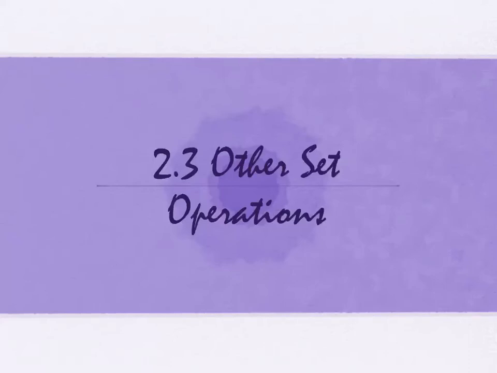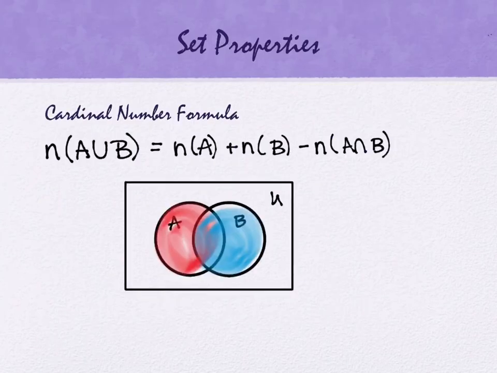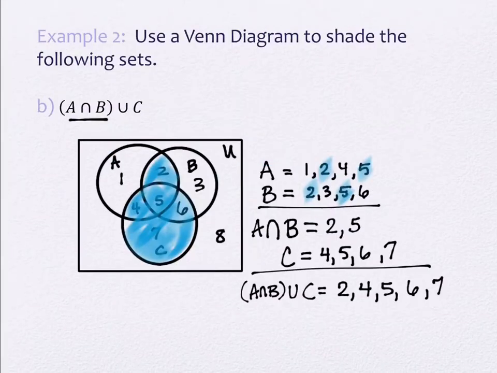Last time we started section 2.3, where we were looking at other set operations. I believe that we are on example 2, part C. Just as a reference point for where we had finished up in part B of this problem, we're working with these different sets.